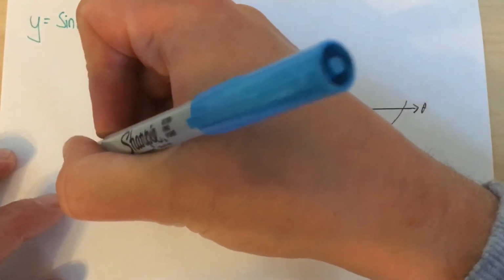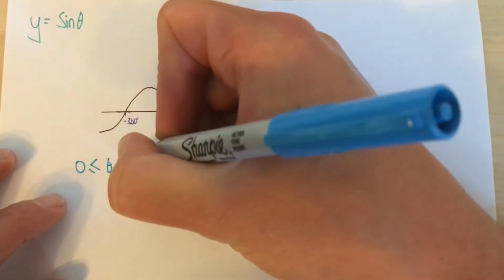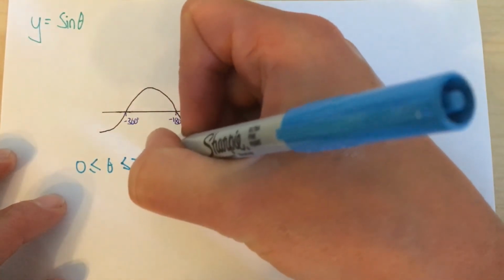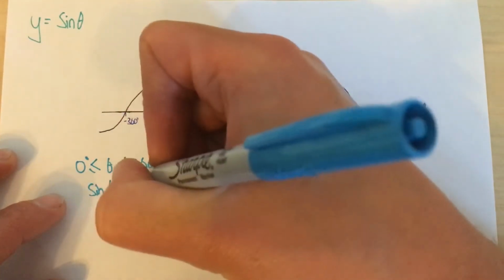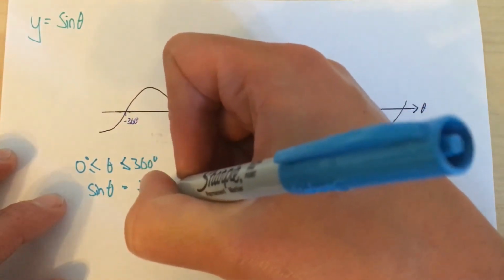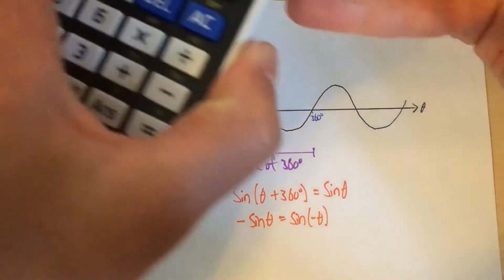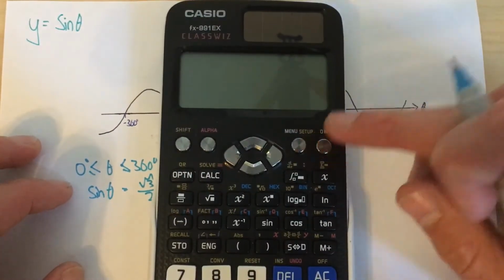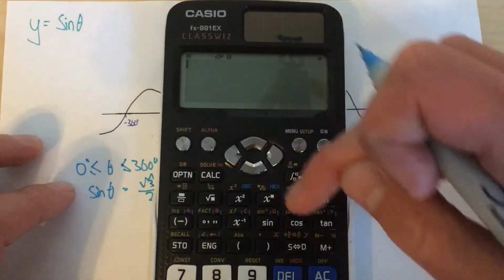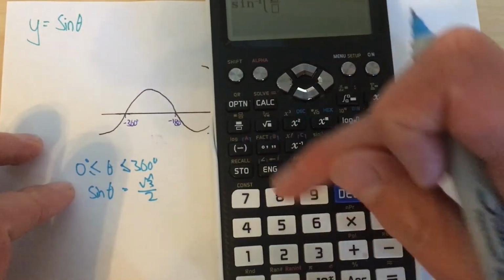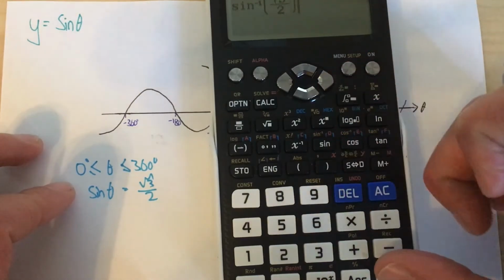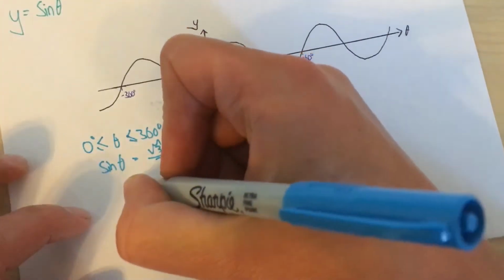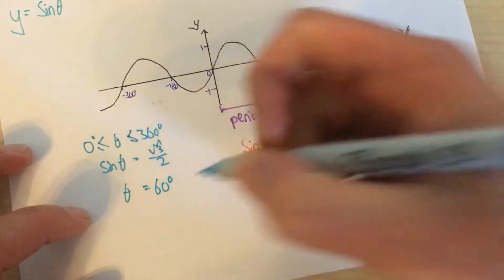So we'll choose a range. Let's go from 0 inclusive up to 360 degrees. And we'll say that sine theta equals √3 over 2. So we'll grab a calculator, make sure we're in degrees mode. So the inverse sine of √3 over 2 is 60 degrees. So one solution for this is theta equals 60 degrees.